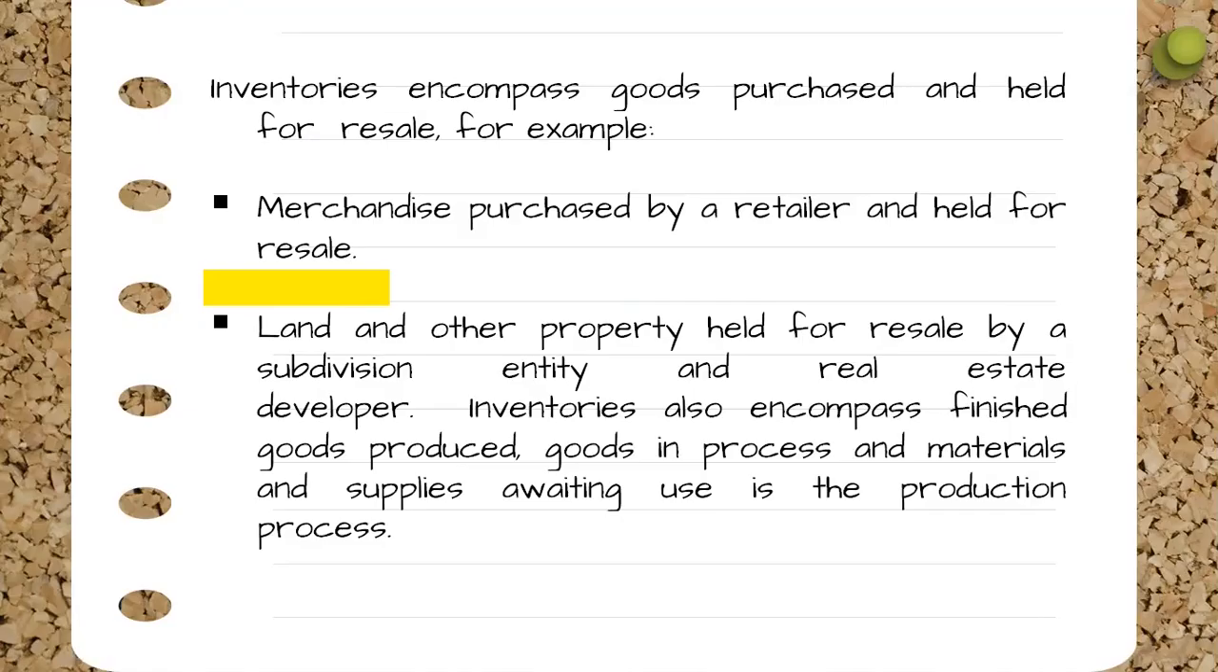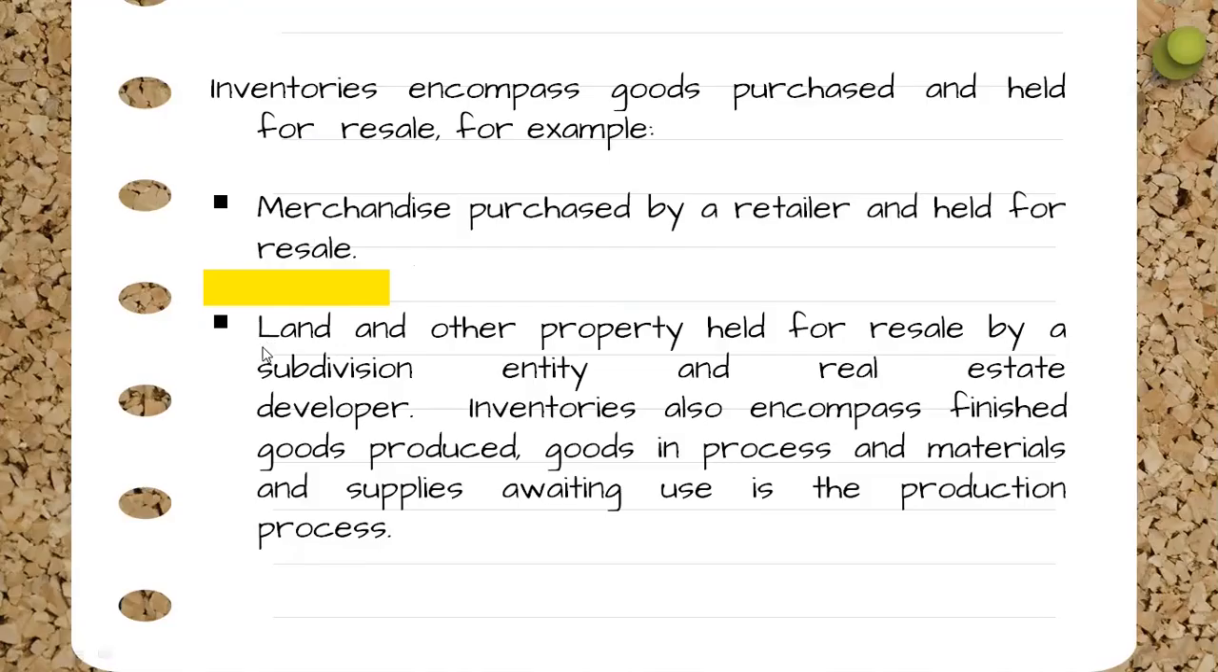So these are the examples. First, merchandise purchased by a retailer and held for resale. So for example, you buy rice, then you also sell the rice. So the rice, when not yet sold, is considered your inventory.